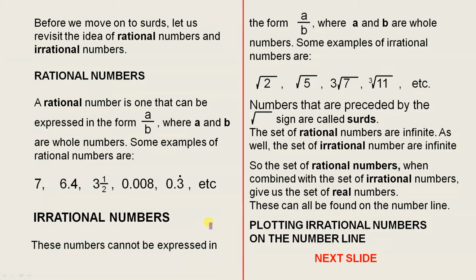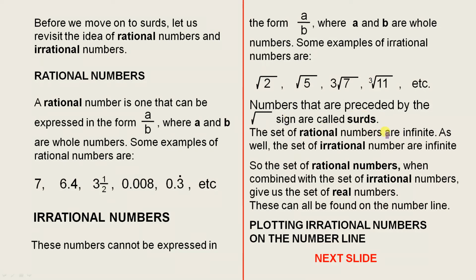Irrational numbers. These numbers cannot be expressed in the form a over b, where a and b are whole numbers. Some examples of irrational numbers are all these ones here. They have a square root sign, also cube root, etc. Numbers that are preceded by the square root sign are called surds.